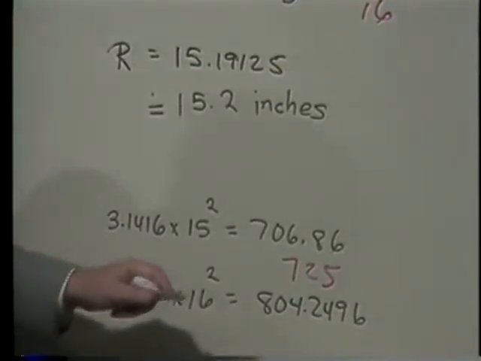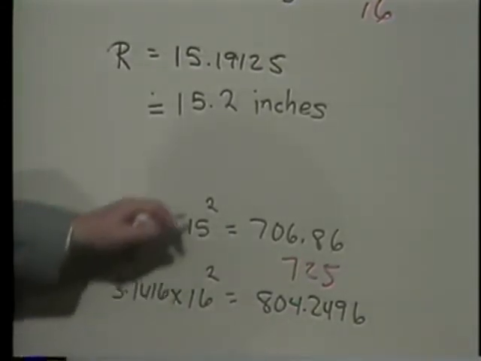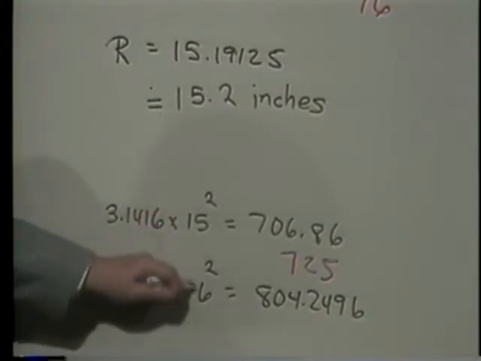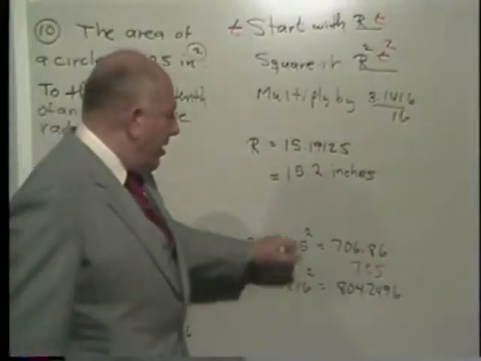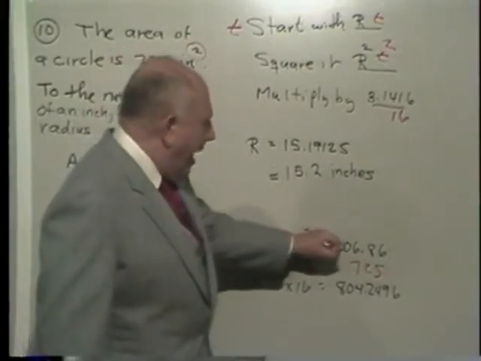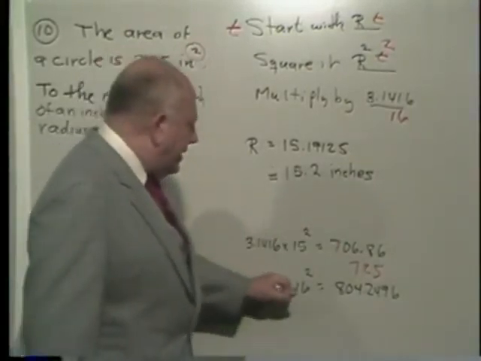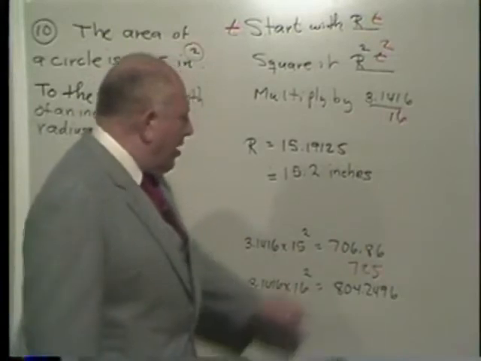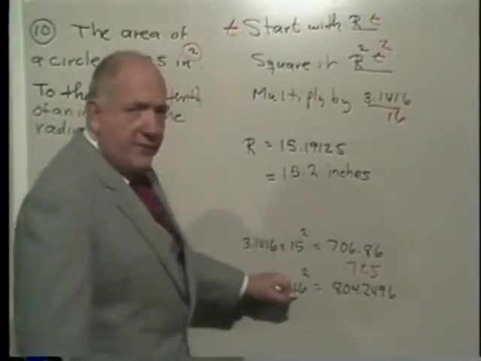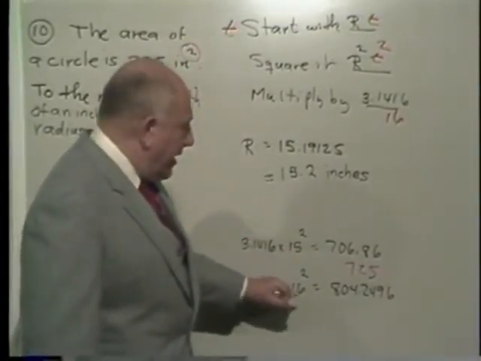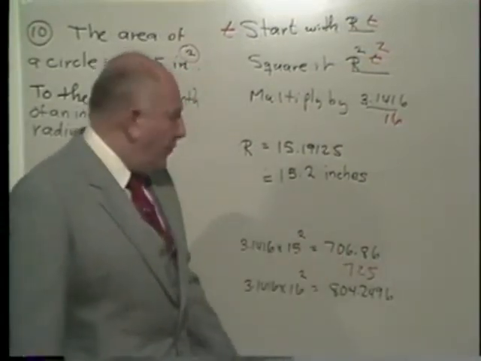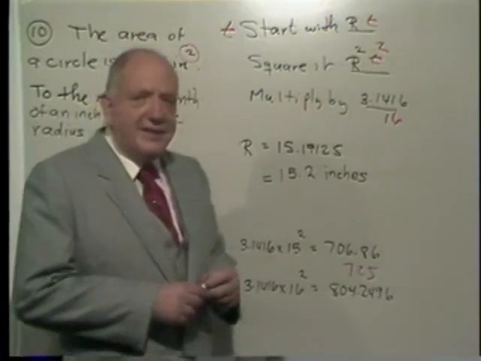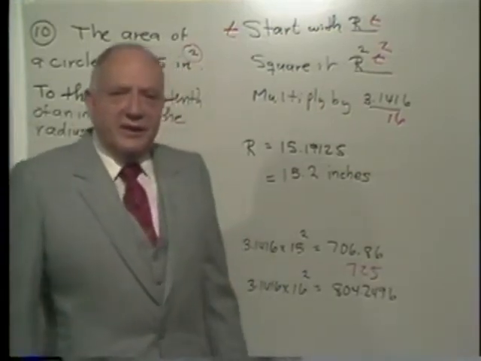So whatever the right answer is, see, if I didn't know algebra, I could have kept going by trial and error till I tried. See, again, it's like Goldilocks and the Three Bears. I tried 15, but that was too small. I tried 16, but that was too big. So the right answer had to be between 15 and 16, and because 725 is closer to 706 than to 804, it's between 15 and 16, but closer to 16.